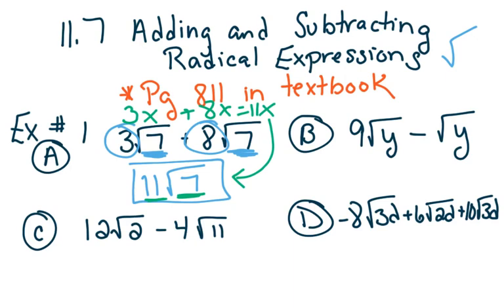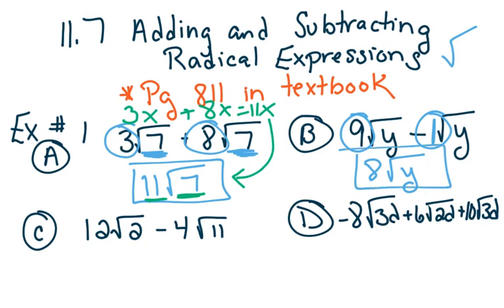So looking at our next example, example B, we have 9 square root of y minus the square root of y. If it helps you, you are more than welcome to put that coefficient of 1 out in front. That doesn't change the value. So now I'm just looking at 9 minus 1, which is 8. And again, the radical piece stays the same. So the square root of y.